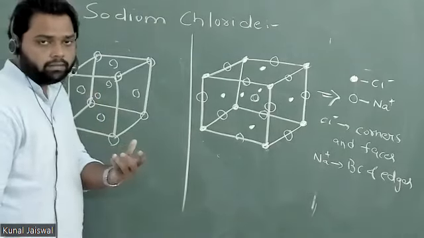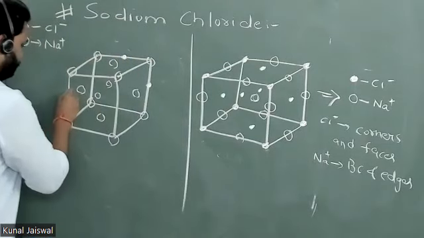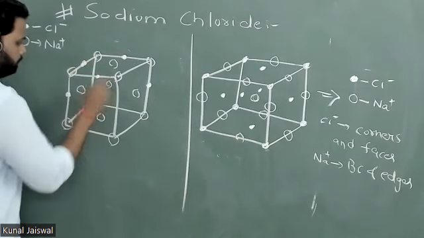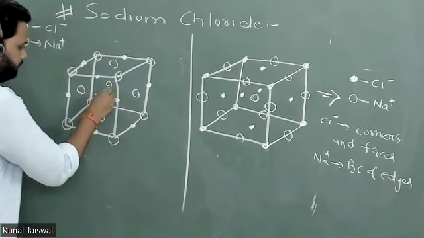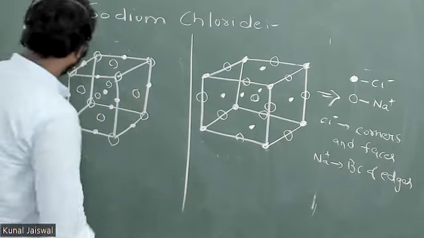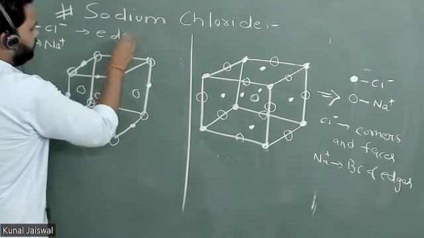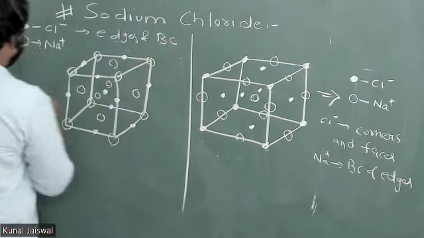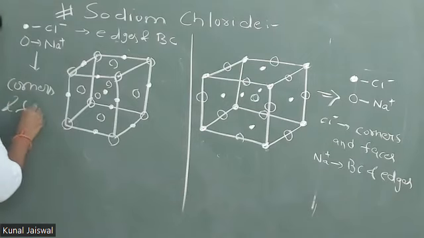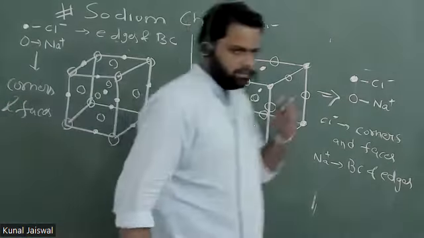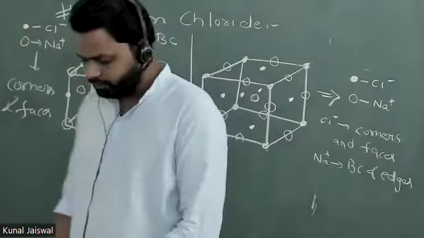And chlorine will be present at the edges and at the body center. Okay, I'm writing down here. Cl is present at edges and body center, and sodium is present at corners and faces. Is this clear to everyone? Yes, sir. Anyone facing any problem regarding this statement?